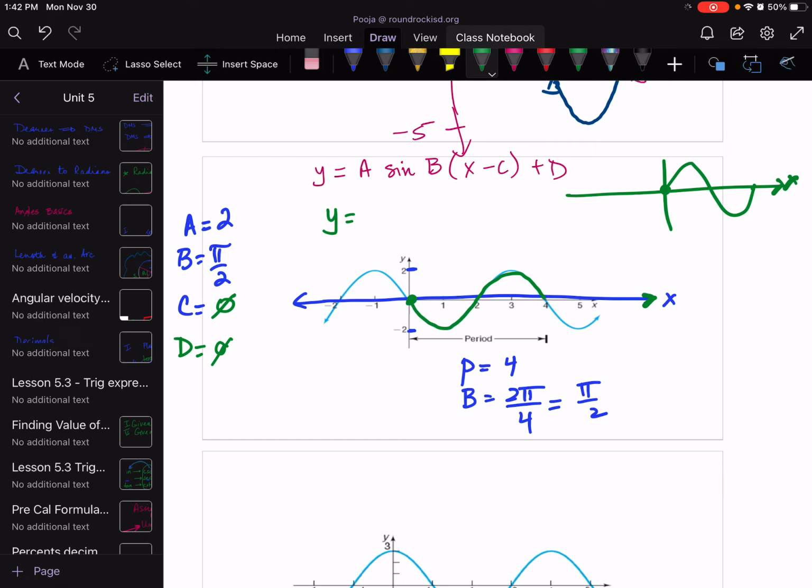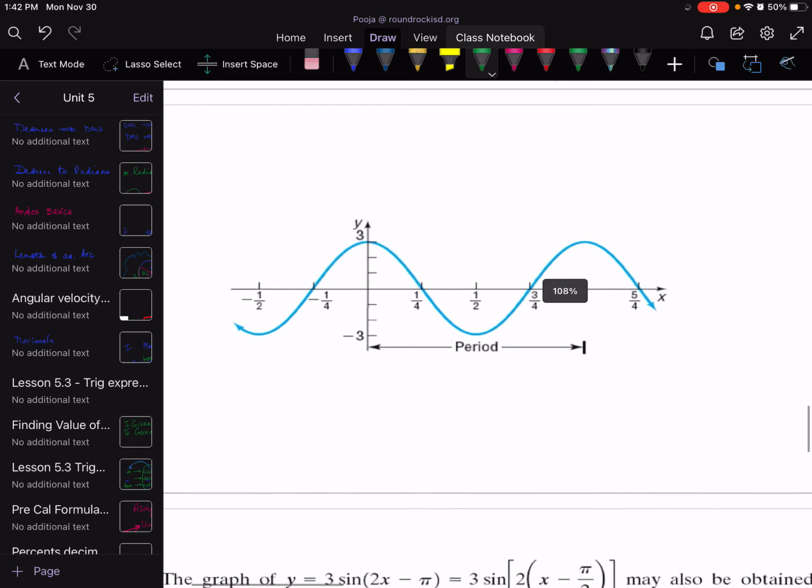Oh, wait a second. You see how it goes up and then down? This one goes down and then up, so there has to be a negative to accommodate that reflection. Sine B, don't forget the x, and then C and D are non-existent. So here's the equation of this graph.